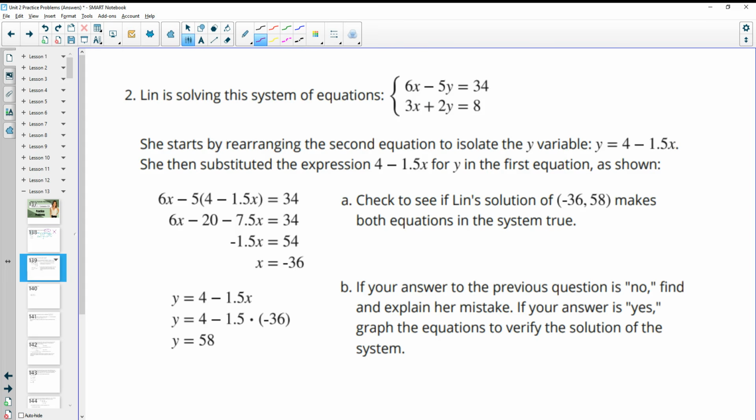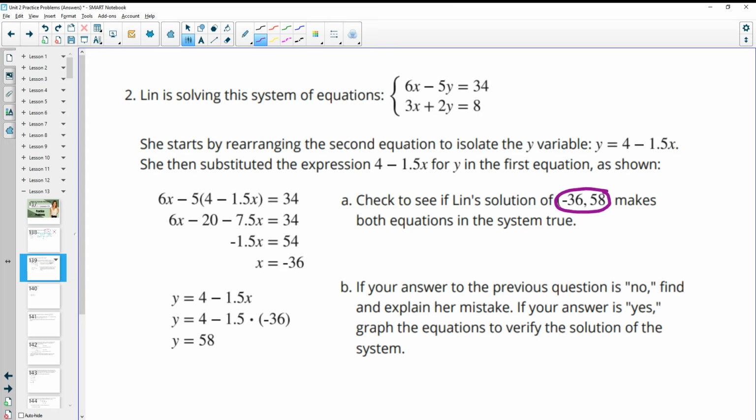Number 2, Lynn is solving the system of equations. She starts by rearranging the second equation to isolate the y variable. She then substitutes the expression for y in the first equation as shown. Check to see if this solution makes sense, or makes both equations true. So we'll just plug it in here.